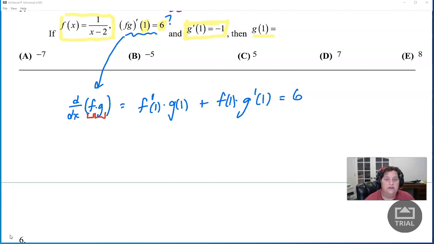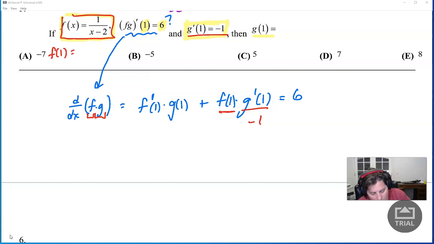So I've got 4 different things here that I could fill into this equation and see if I can get 6. Let's look through and see what I can find first. G prime of 1, that's right here. That was negative 1. I'll work my way backwards. F of 1: I wasn't told what that was, but I do have an equation here that I can use. So f of 1 just means plug 1 into f. So this is going to be 1 over 1 minus 2, which is 1 over negative 1, which is negative 1.